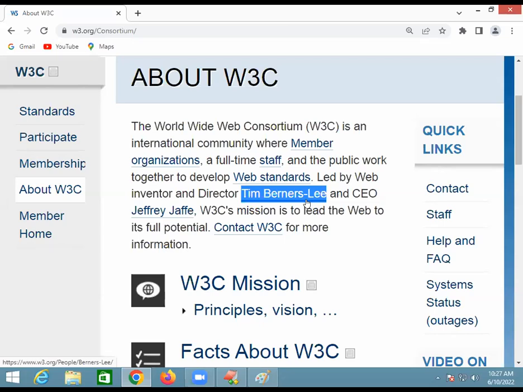Next, what is our subject? HTML. The HTML language was developed by the same person only. And the WWW, World Wide Web, architecture was designed by the same person. The web was invented by the same person. W3C was started by the same person. The HTTP protocol was designed by the same person. HTML, hypertext markup language, was also developed by the same person.